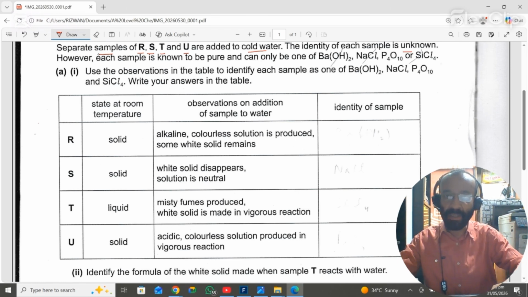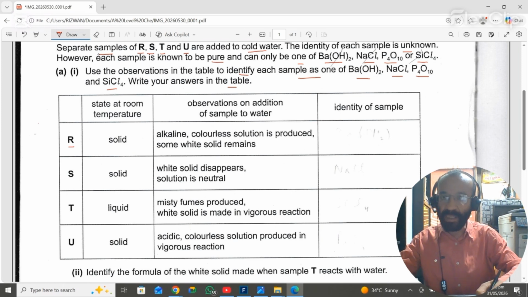However, each sample is known to be pure and can only be one of Ba(OH)2, NaCl, B4O10, or SiCl4. The requirement of this part is: use the observations in the table to identify each sample as one of Ba(OH)2, NaCl, B4O10, and SiCl4. Write your answers in the table.